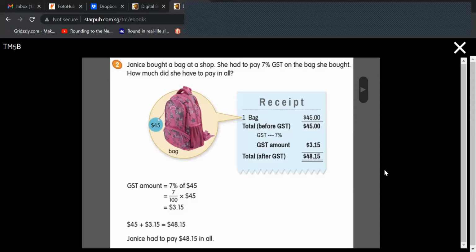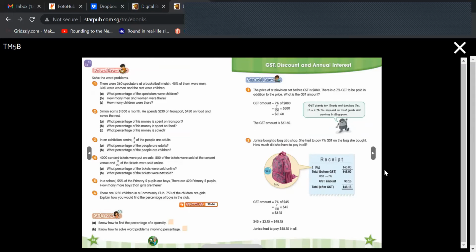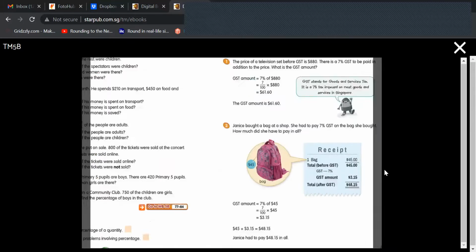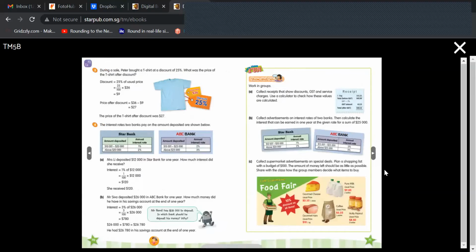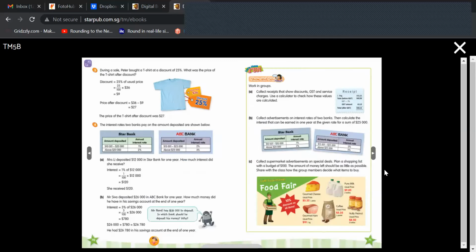Does it make sense to you? Now, as you can see here, the calculation is using the straightforward method of using 7% of 45, converting it into a fraction, 7 out of 100 times 45, and that's 3.15. Previously we have learned using different methods to calculate. Let me go back in later. Next page, another example. Oh, this is discount. Let's try the GST first.